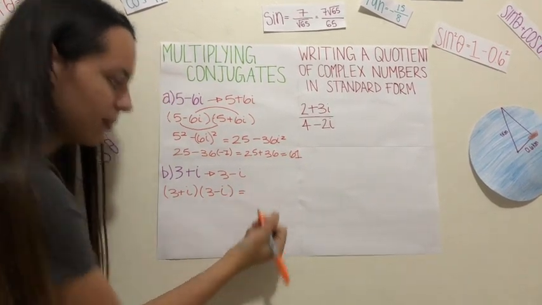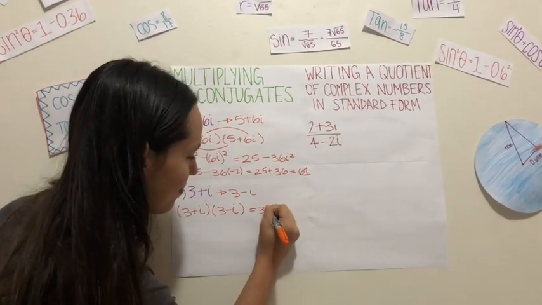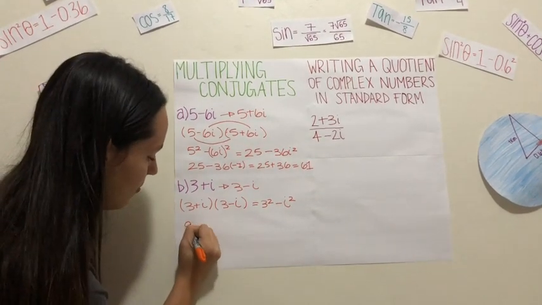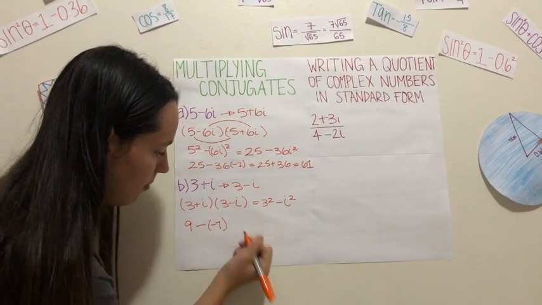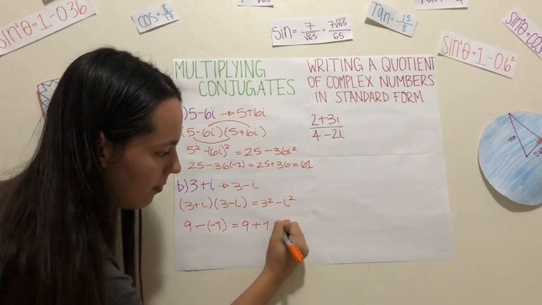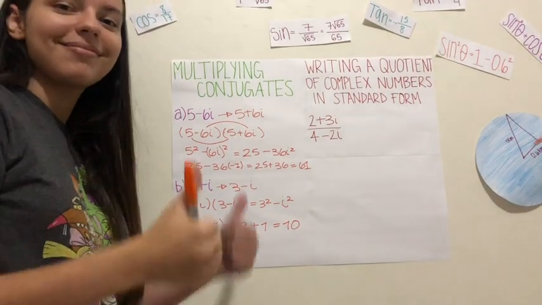In this exercise, you pretty much have to do the same thing we did in the other one. You find the conjugate, then you multiply it, and you get a difference of 2 squares. You turn the i squared into a negative 1, you simplify, and then you get your answer, which is 10.